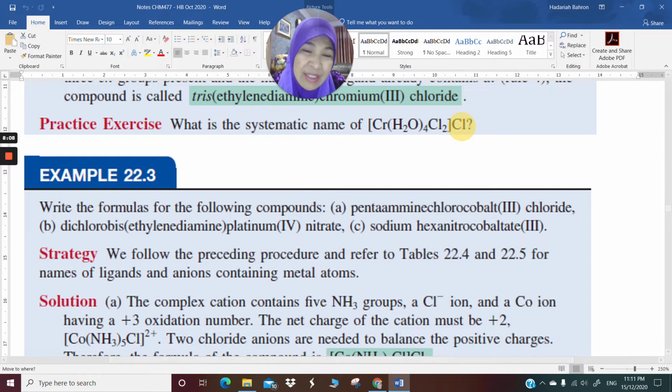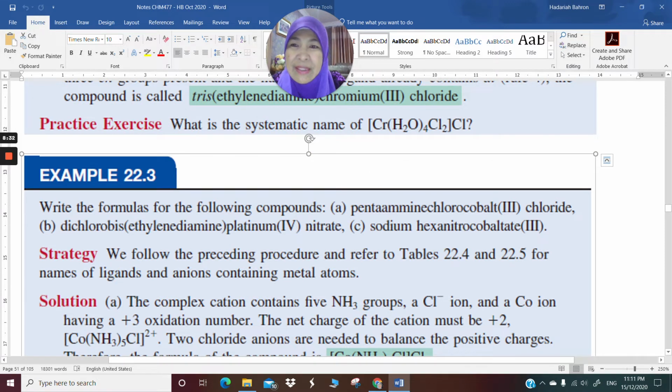Then you mention the counter ion. So it's called tetraaquadichlorochromium(III) space chloride. Yeah. Tetraaquadichlorochromium(III) space chloride. So let me write that down.